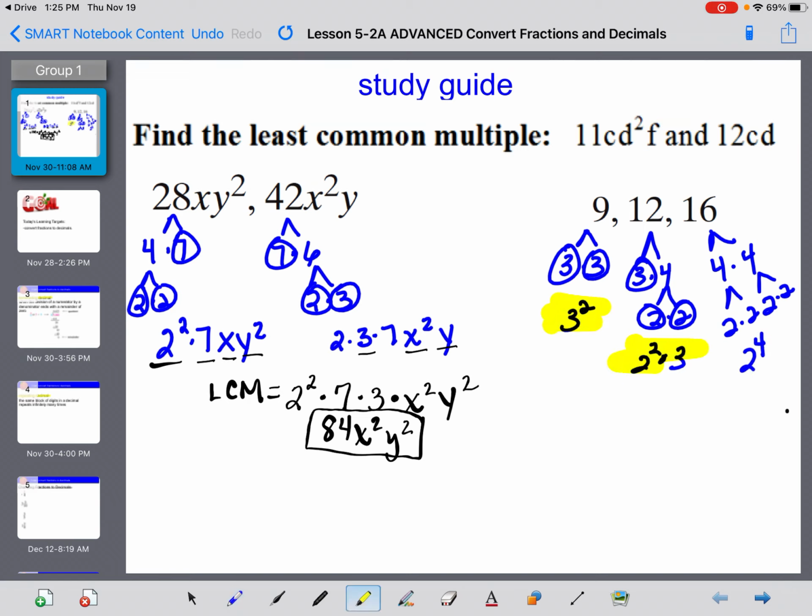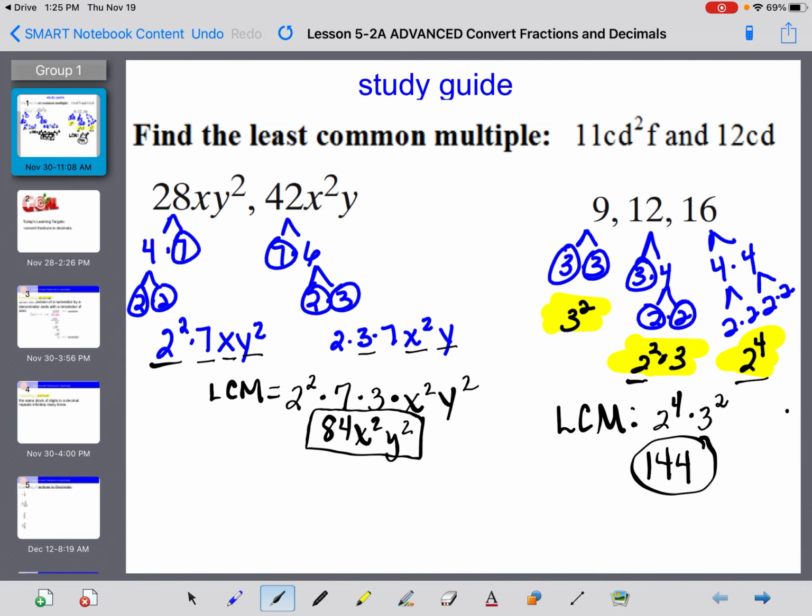Okay, and then in comparing my prime factorization, I see that my least common multiple is 2 squared, oh no, not 2 squared, 2 to the 4th is the higher power than 2 squared. And then I've got 3 and 3 squared. 3 to the second power is higher. So 2 to the 4th power is 16, and 3 to the second power is 9. 16 times 9 is 144, the least common multiple of 9, 12, and 16.